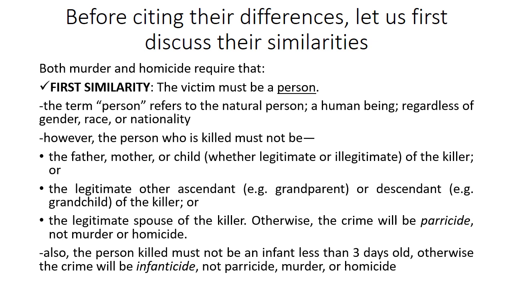Question: what if the offender kills his own brother or sister? Will that be considered as parricide? No, because siblings are not in the enumeration of who are the victims in parricide. And if you notice, except for the spouse, all the other victims in parricide are relatives of the direct descending or ascending line, not in the collateral line. Brothers and sisters are relatives of the collateral line.